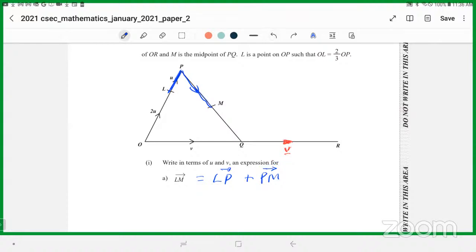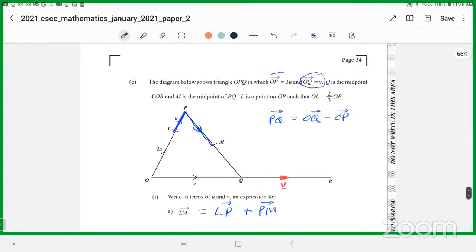But what I can do is just calculate PQ up here first, even though they didn't ask me for it. It is OQ minus OP, because I know the position vector of Q right here, and I know the position vector of P. So I can use them to find it. So this becomes OQ, which is V, minus OP, which is 3U. So that is the vector PQ. And this PM is just half of PQ. See, PM is half of the whole thing, which is PQ. So I'm going to use that.